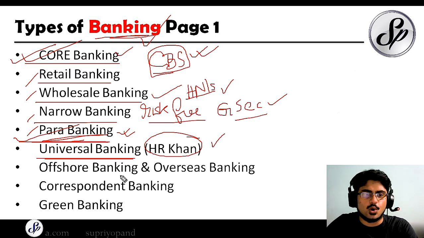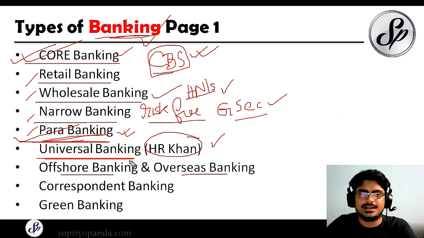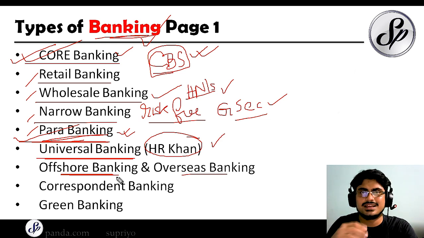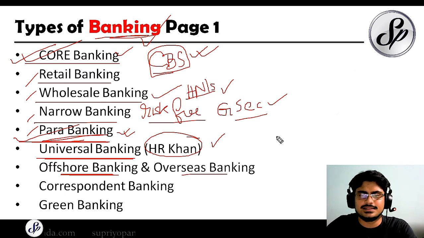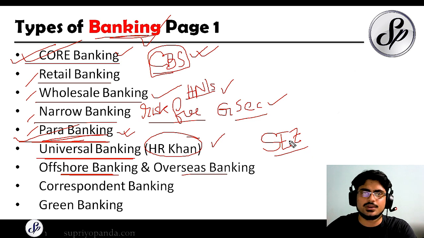Now we come to offshore banking and overseas banking. So both of these things are a little bit different. So offshore banking, this actually means that you have your branch in a different kind of setup inside a country. So for example, there is something called an SEZ, which is a special economic zone. So if, for example, State Bank of India has a branch in a SEZ, then this branch is actually called an OBU, or offshore banking unit. So OBUs, it's very important for offshore for the SEZs.